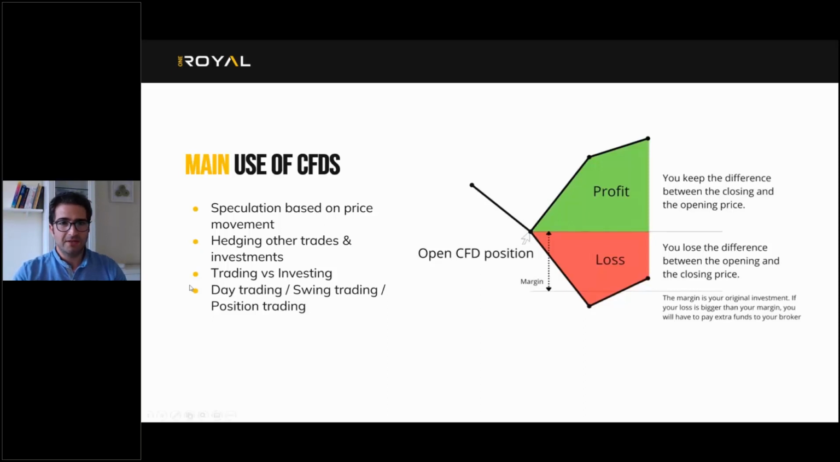Another way to use CFDs is for investing. So we have trading as obvious and investing. In trading, we have three different styles: day trading, swing trading, and position trading. Day trading, it is a kind of trade where it lasts maximum few hours, or at the end of the day, your position should be closed. This is called day trading. Swing trading, your trades last between a few days till 1 week, and position trading, any position that lasts more than 1 week.